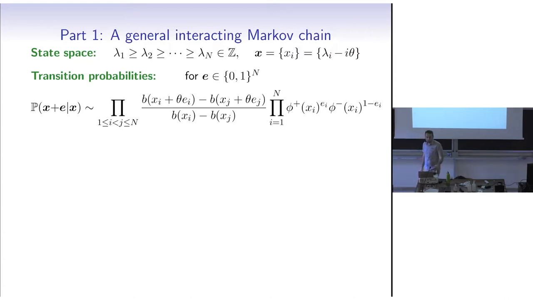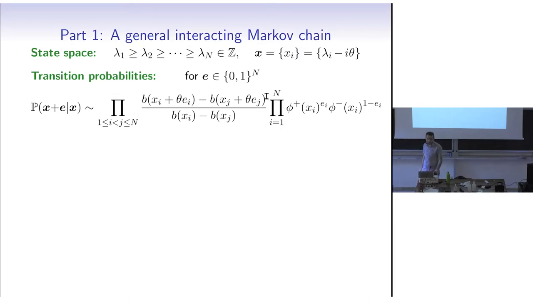Now, transition probabilities of our Markov chain are as follows. The transition probability depends on parameters. There are three functions which enter into the formula: a function b, function phi plus, and function phi minus. And the allowed transitions, 2 to the n allowed transitions. So each of the coordinates, each of the lambdas, you can add one to it or not add one to it. So there are 2 to the n options here.